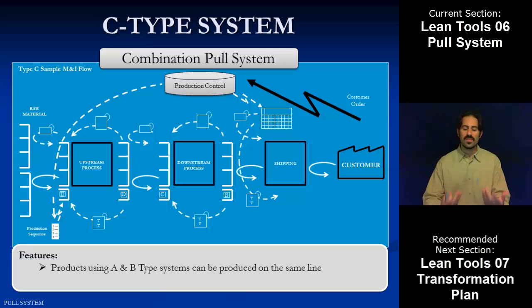And you use the different types of Kanban to let the downstream and the upstream process and shipping know what they should be making and when they should be making it. And the first question that pops up when we start looking at C-type systems is, well, how does everybody know what's more important, the A-type thing or the B-type thing? And the answer is really simple.